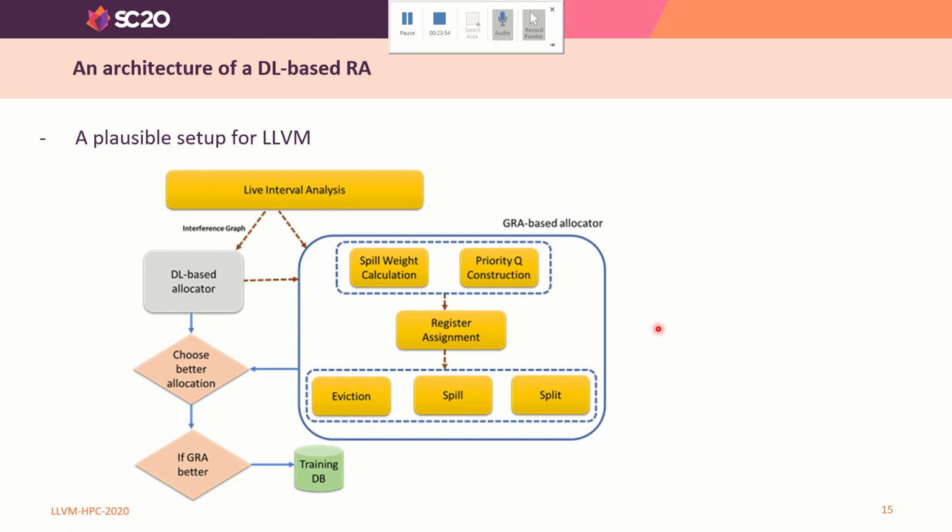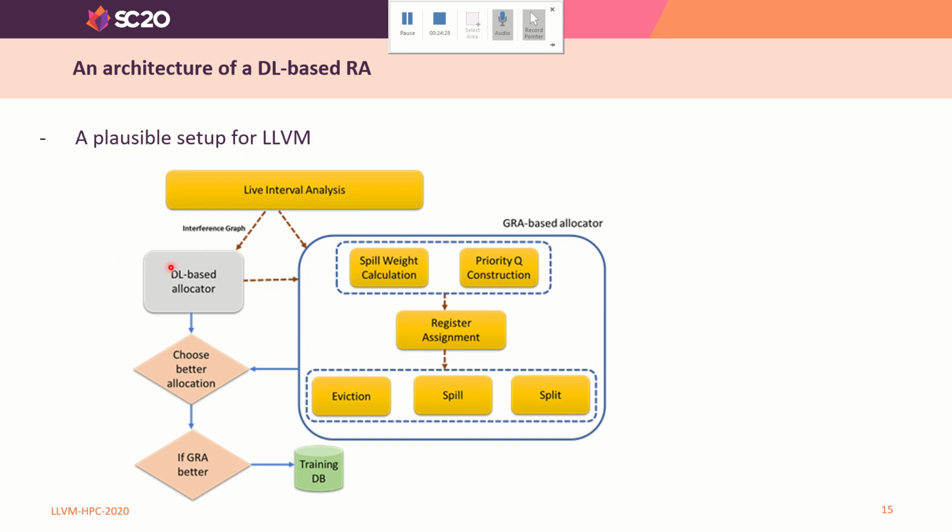So based on this, we are proposing a plausible setup that can be utilized. It's not something we have encoded in LLVM code yet or even done a full-fledged design. But assume that we do the live interval analysis. The current thought process is we can actually do both the mechanisms and pick the best of the two. That is, we feed the live interval analysis to the standard spill weight, priority, register assignment, eviction, spill, split, etc.